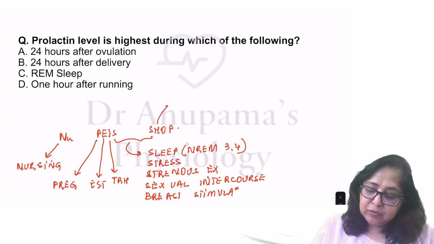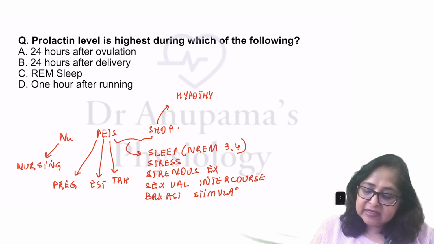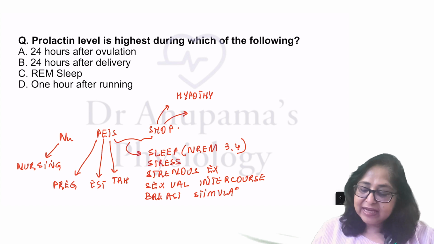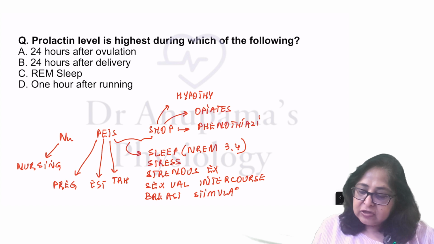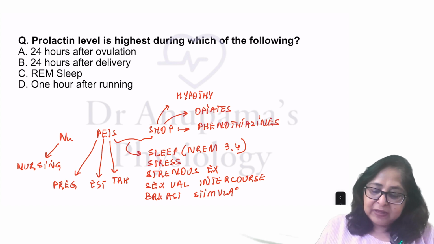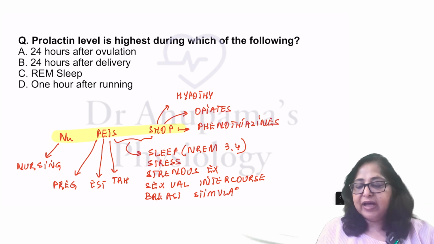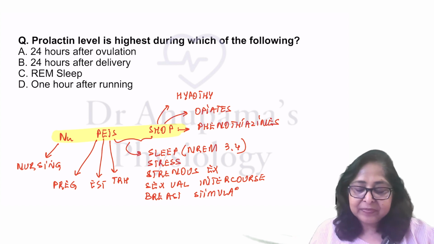H is hypothyroidism. Hypothyroidism causes an increase in TRH, and TRH will increase prolactin secretion. O is opiates. And P is phenothiazines. So, "nurse pets shop". That is how we are going to remember the stimuli for the secretion of prolactin.